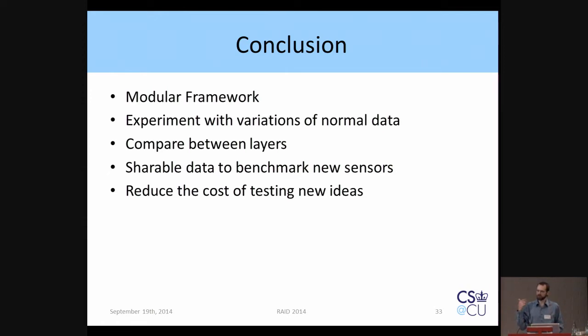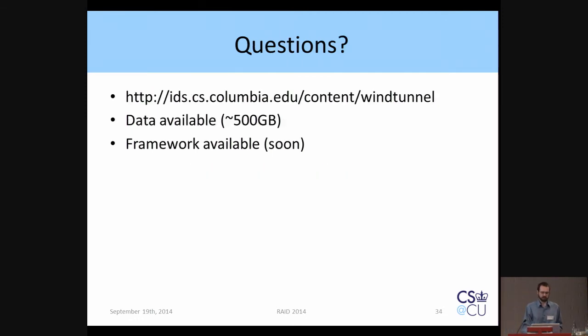So in conclusion, we present this modular framework that allows you to experiment with variations in normal data, replay this data, and generate new data sets much more easily. We can compare between different layers. The goals here are that we can share and repeat experiments, and you can more easily benchmark new sensors. The whole idea is to reduce the cost of testing and to be able to expand and measure defense in depth in more detail.